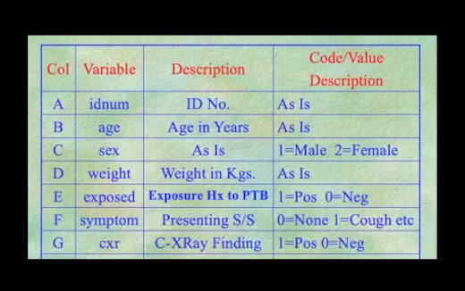So this is an example of a coding manual. Here is the variable, the description or meaning, and then the code. If you are talking of age in years, you put the actual value. For sex, 1 is equal to male, 2 is equal to female. For exposure history to PTB, 1 is positive, 0 is negative. Then for signs and symptoms, 0 is none, 1 is cough, etc. There are actually many. So these are examples of a coding manual.